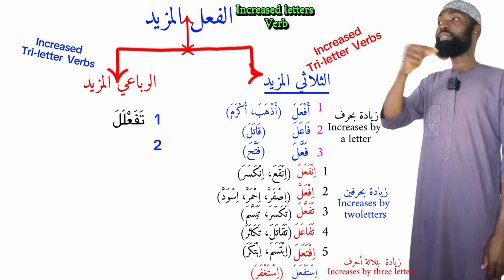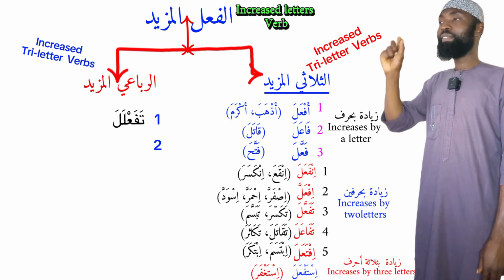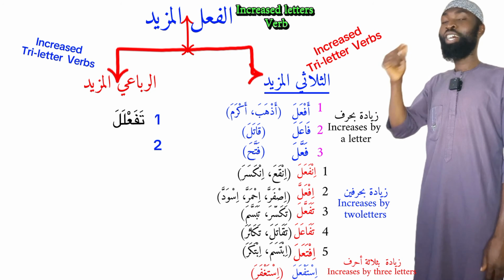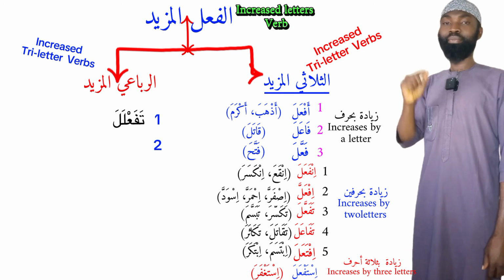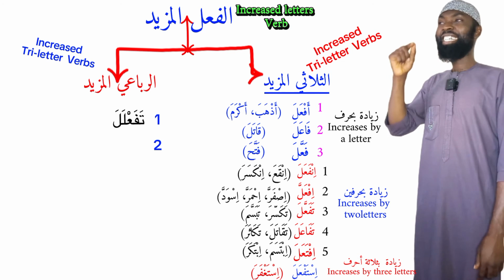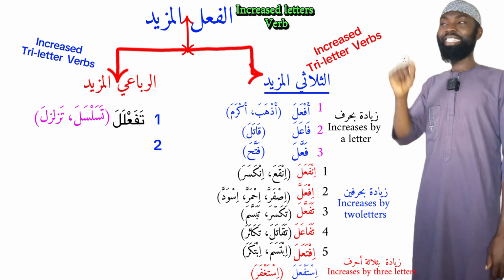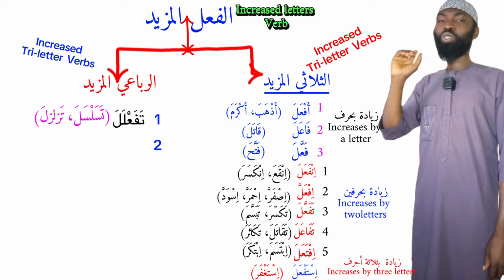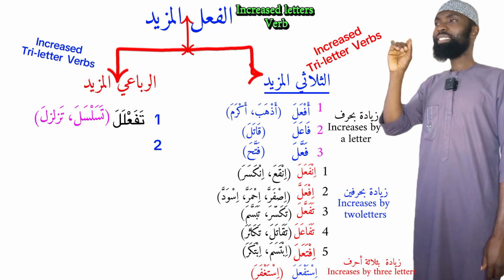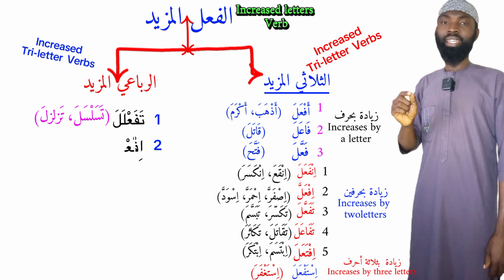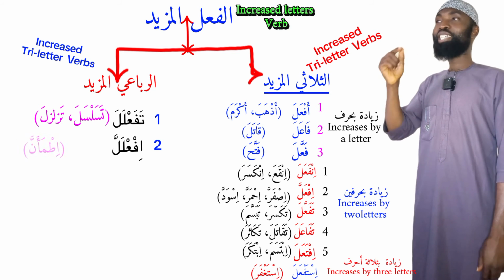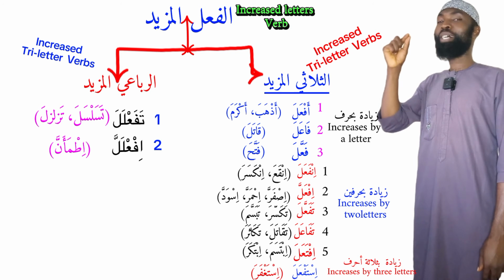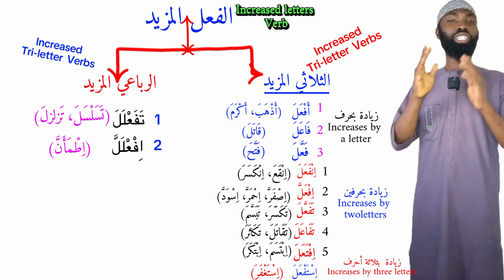Recall the wazn was fa'lala. Now we have tafa'lala. Ta has been added to fa'lala, so we have tafa'lala. An example, tazalzala. MashaAllah. Now, the last wazn, we have if'alalla. Example, itma'anna. If'alalla, itma'anna. MashaAllah.